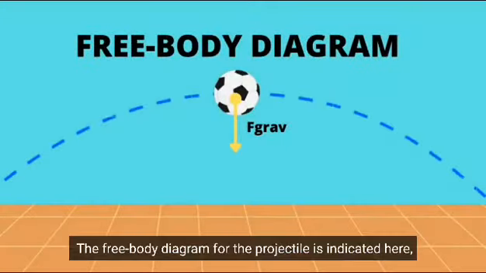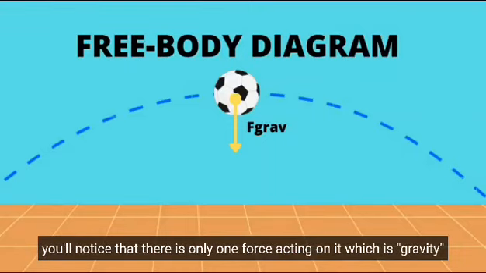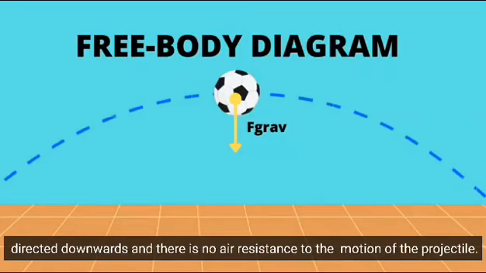The free body diagram for the projectile is indicated here. You will notice that there is only one force acting on it, which is gravity, directed downwards, and there is no air resistance to the motion of the projectile.